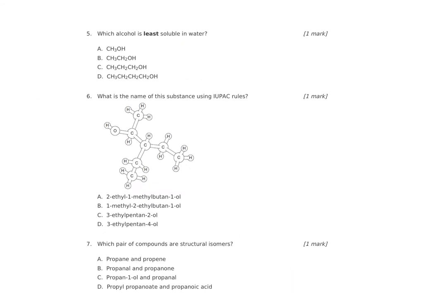Next question, which alcohol is the least soluble in water? So they've all got the same functional groups, so therefore the bigger they get, the less soluble in water they are. So it's just going to be D. Question number 6, what is the name of the substance using IUPAC rules? So again, feel free to draw these molecules out if it's helpful to you, because sometimes it's hard to envisage the molecule when you've not got it written down that way, or when it's 3D, so you've got the bond angles involved, or it's a structure you're not used to seeing.